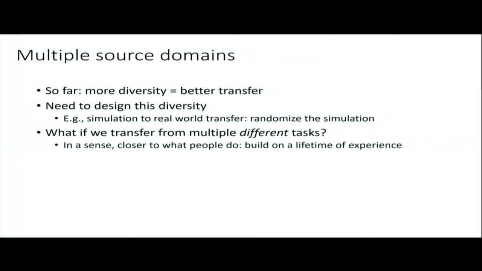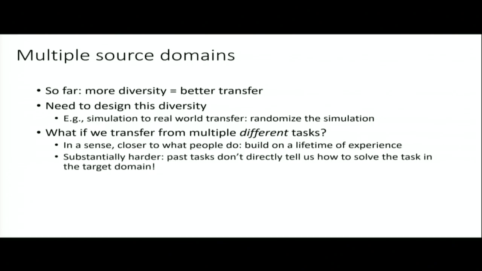So in a sense, this is a little closer to what people do, because when you want to figure out how to solve a new problem, it's not that you're drawing on your experience of solving that exact same problem before. You're trying to figure out what bits and pieces you can take from other things you've done in the past and then repurpose them for a new task that you need to be able to perform. But of course, it's substantially harder because the past tasks don't directly tell us exactly what we need to do to solve this new task in the target domain, and there might be some negative transfer and some positive transfer. Some of the things from those past tasks might be useful, and some might not be.